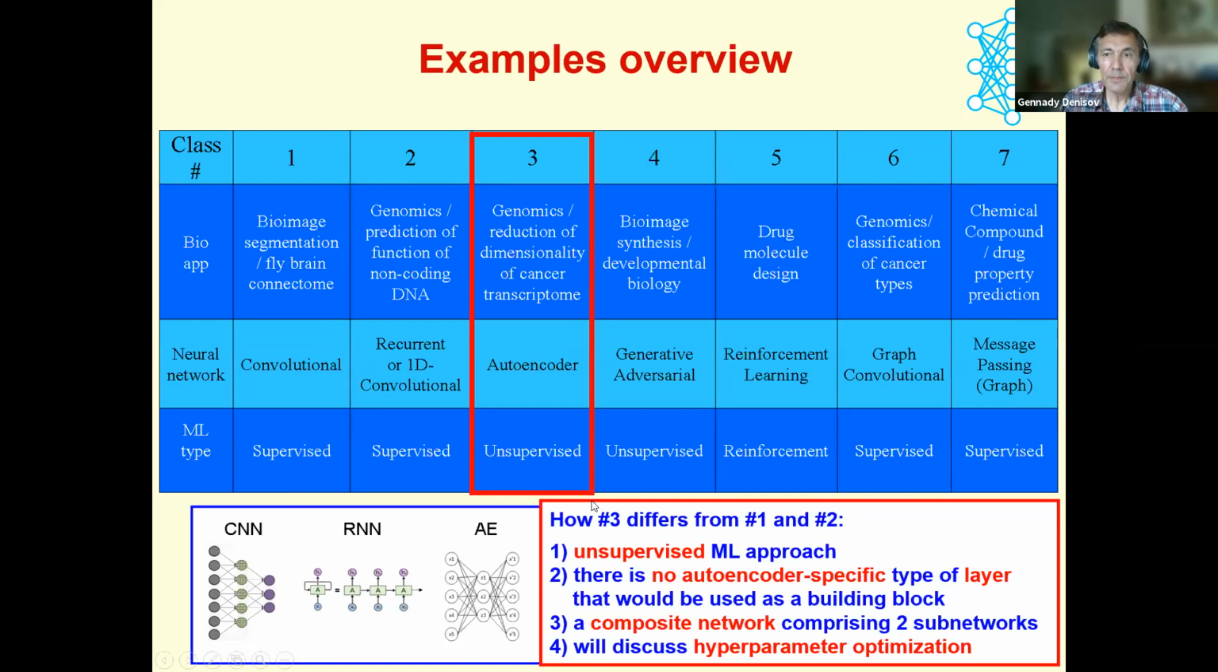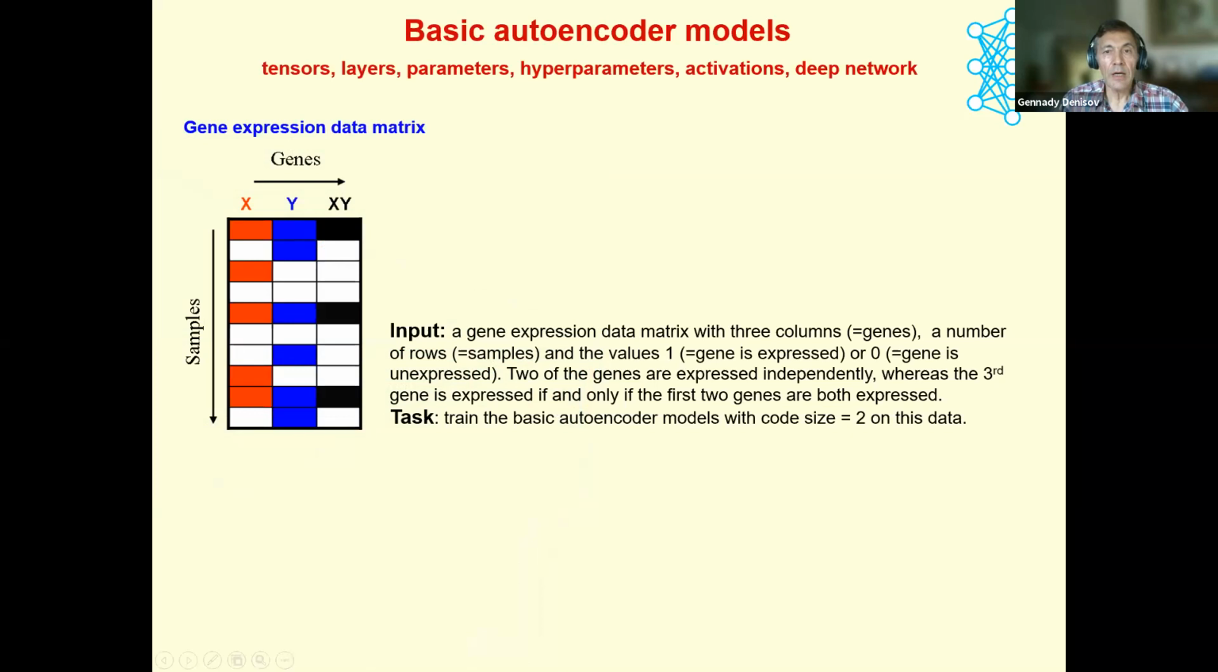No, next slide. So to get a better feeling of how an autoencoder works, let's start from a very, very simple model. I will first describe the data for that model. The data would be a gene expression matrix with rows as samples. We have a number of samples, and there are 3 columns corresponding to genes. The values of the matrix are gene expression levels. The gene expression levels may be only of two kinds. The gene expression may be 1, which means the gene is expressed, or it may be 0, the gene is unexpressed. The value 1 is a colored filled cell, whereas 0 is an unfilled white cell.